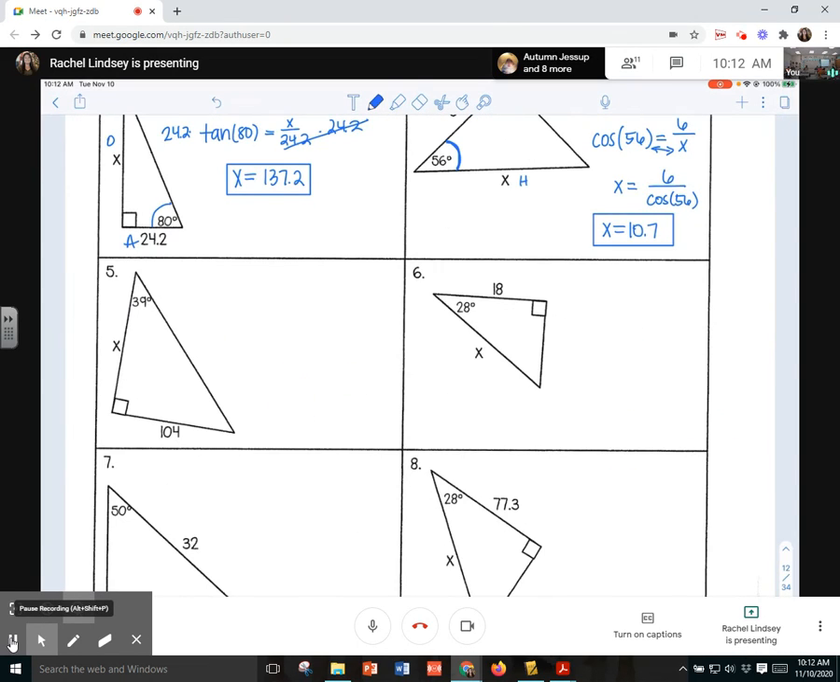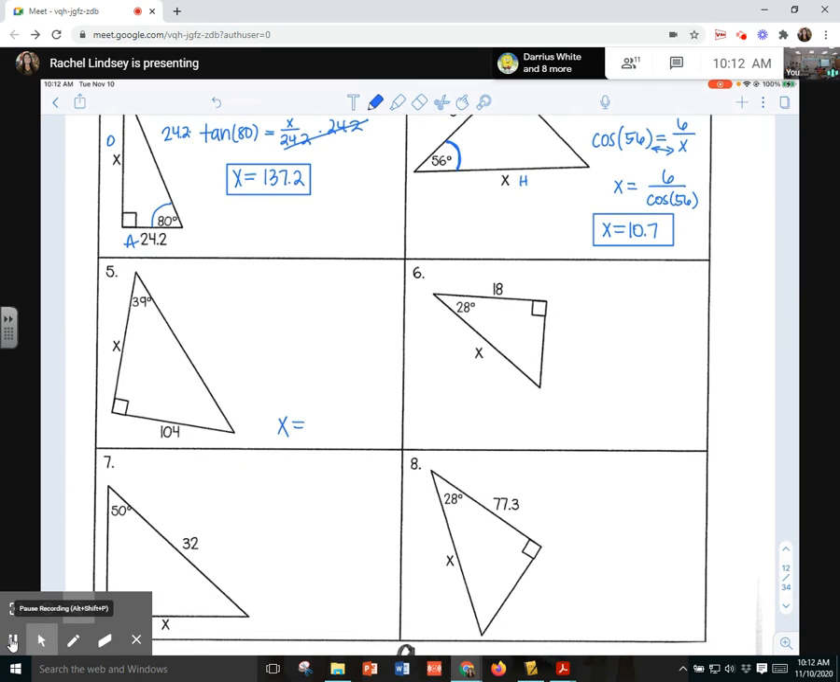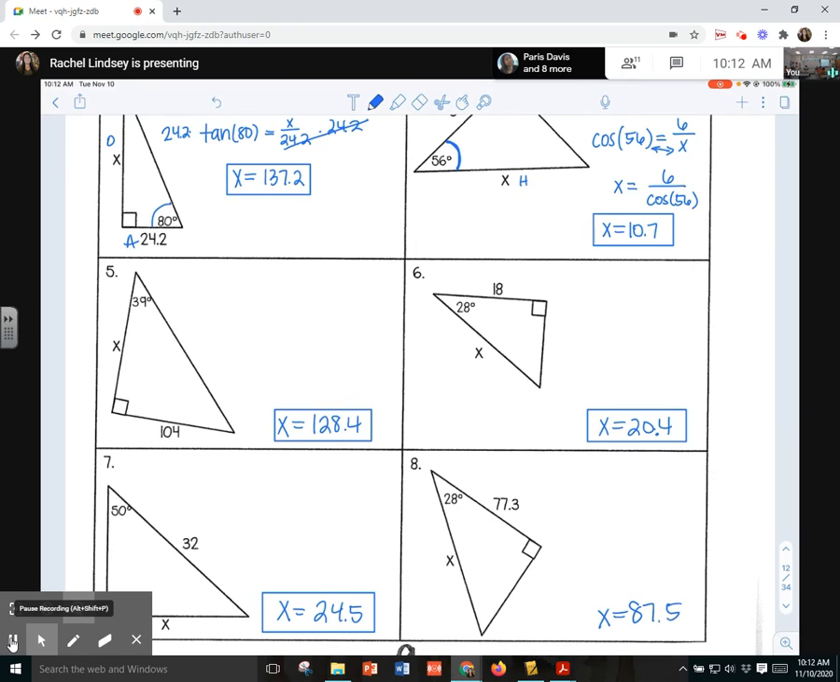Instead of working them out, I'm just going to write their answers. So I have x equals 128.4 on number 5. X equals 20.4 on number 6. X equals 24.5 on number 7. And x equals 87.5 on number 8.